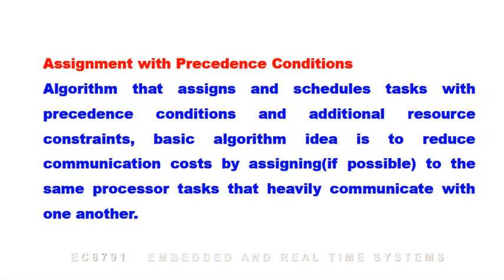Assignment with precedence conditions. Algorithms that assign and schedule tasks with precedence conditions and additional resource constraints. The basic algorithm idea is to reduce communication cost by assigning to the same processor tasks that heavily communicate with one another.